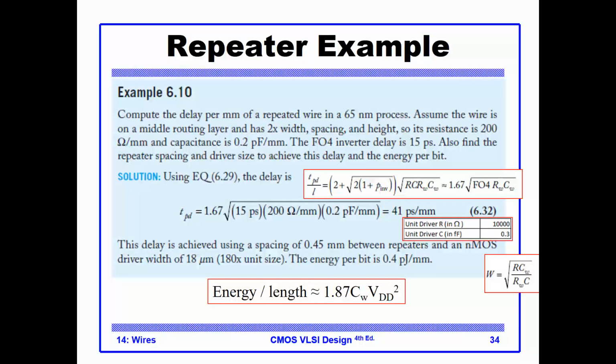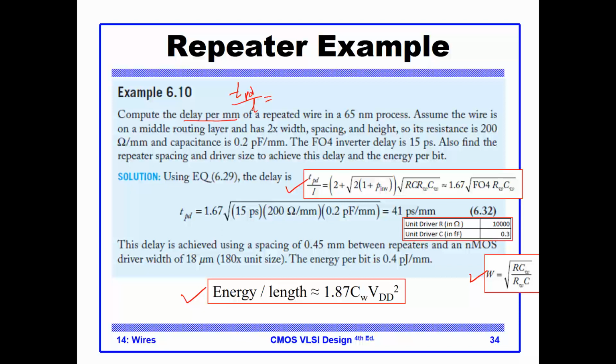Okay, so here is a repeater example where we compute the optimum delay for the wire, the W of the repeater, the size of the repeater, and the energy of the wire. Three things we compute in this example. So compute delay per millimeter, which is what we want, the propagation delay of L.